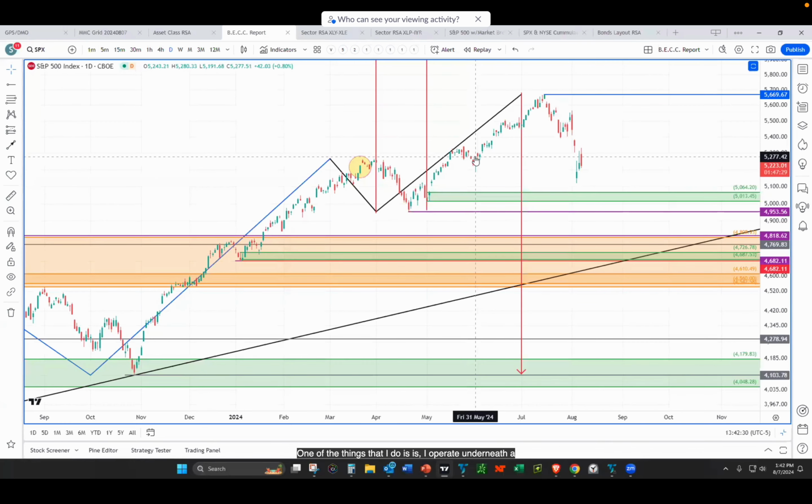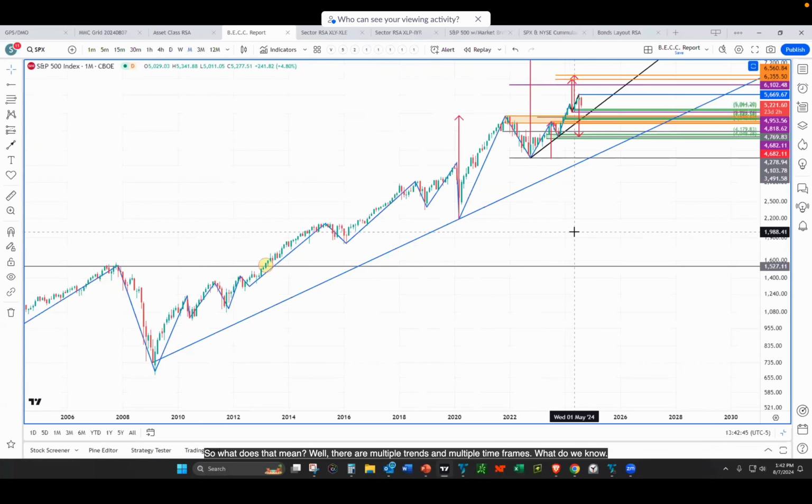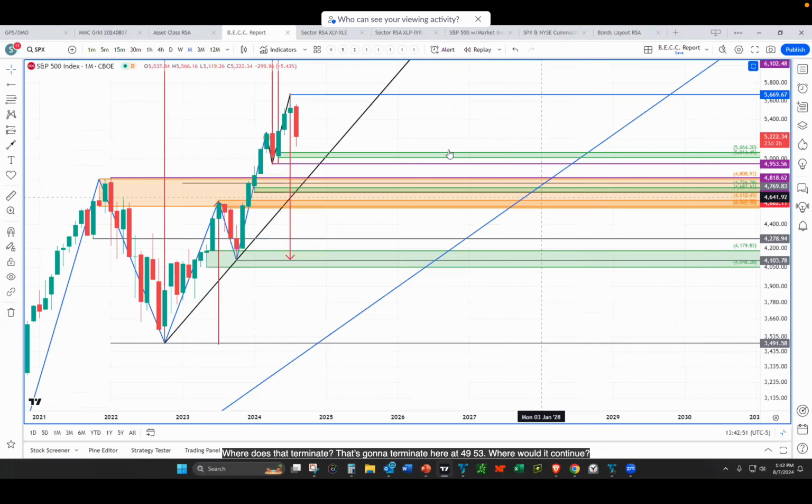One of the things that I do is I operate underneath a tenet from the Dow theory, which, to paraphrase it, says trends continue until they reverse. Okay, so what does that mean? Well, there are multiple trends and multiple time frames. What do we know? We know that the long-term trend on the monthly chart is still up. Where does that terminate? That's going to terminate here at 49.53. Where would it continue? It would continue above 56.69.